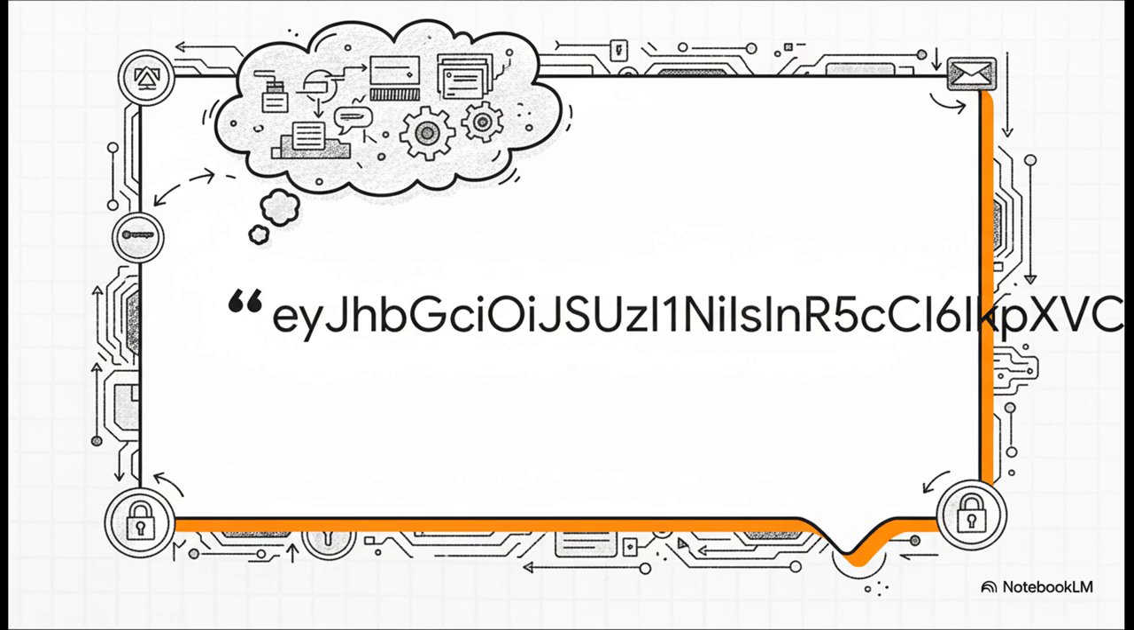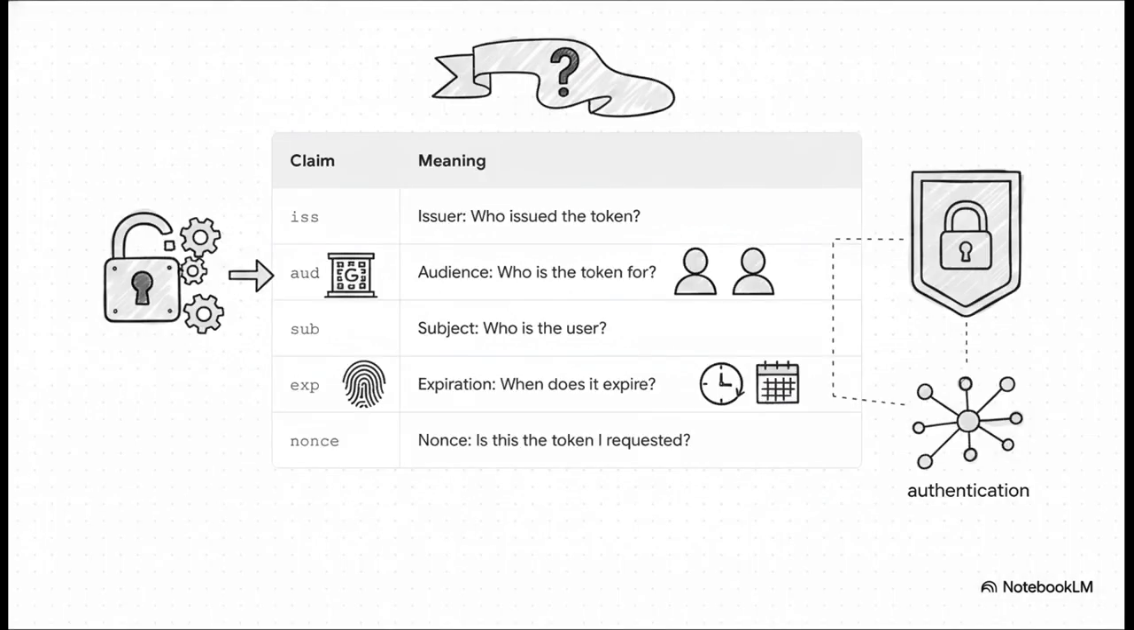Now this is what that ID token, which is also known as a JSON Web Token or JWT, actually looks like. I know it's a long, intimidating string of characters. It looks like nonsense, but I promise you it's actually a very, very clever, self-contained package of information. And if we just decode it, we can see its anatomy. Each piece of information inside is called a claim.